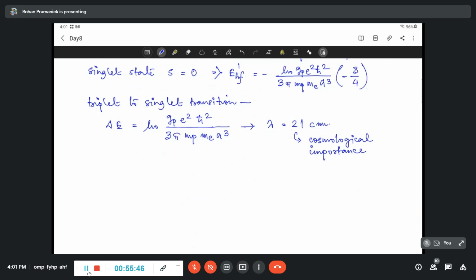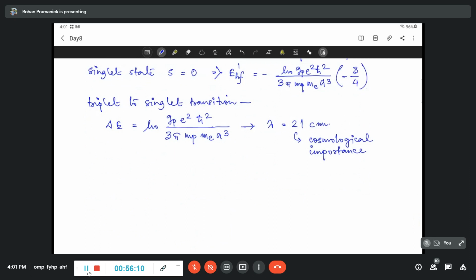There are many other states also. As you know, you can have n equals 2, 3, 4, but as you go up and up, the energy will be less and less, right? So in terms of this astrophysical importance, this 21 centimeter line is very much important. So that is the thing I wanted to mention for this hyperfine splitting.